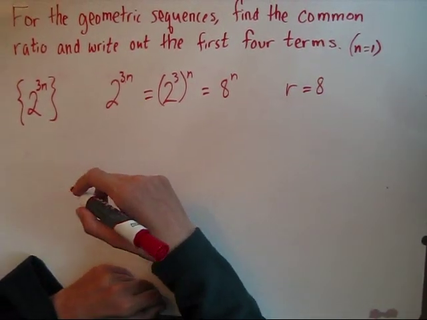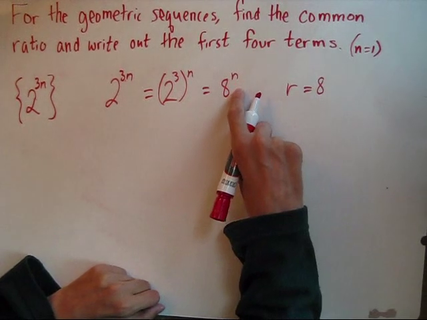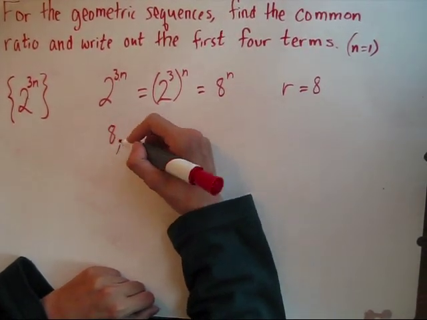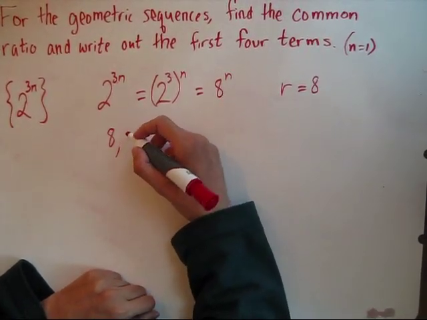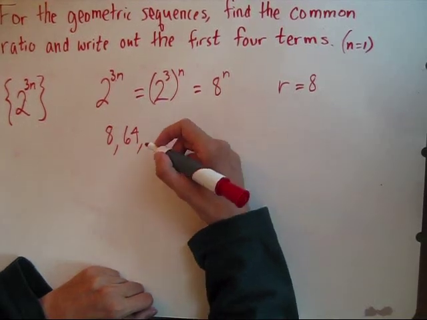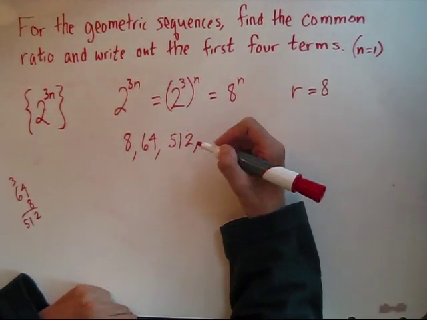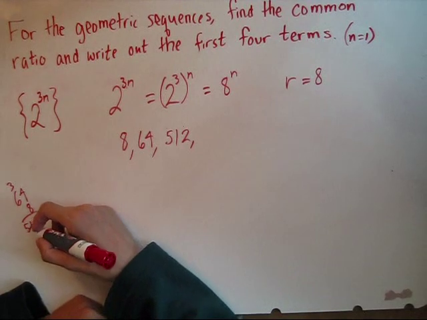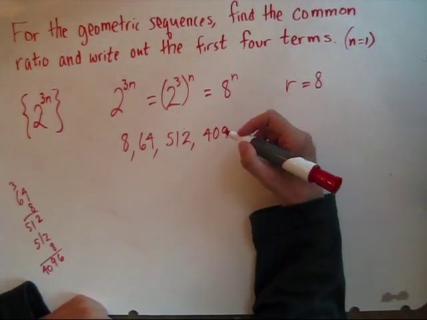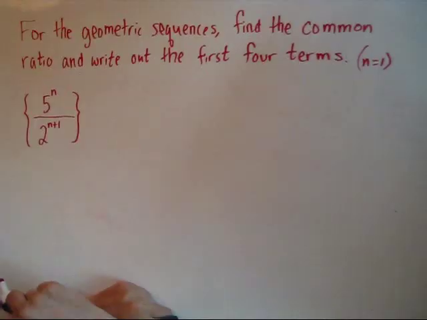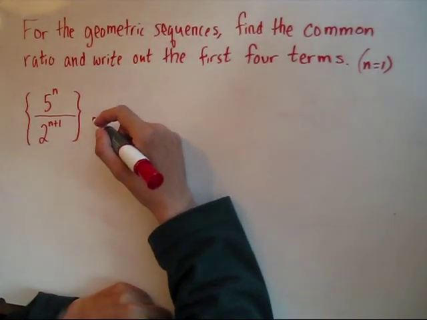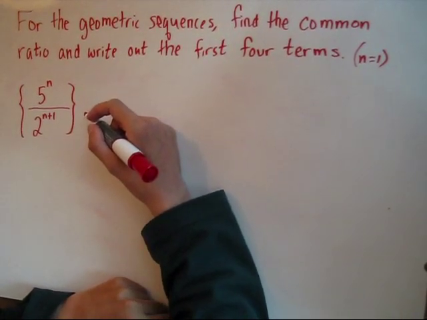Let's write out the first four terms. When n equals 1, we just have 8. Now let's take 8 squared, 8 cubed, you get 512, and then 8 to the 4th is 4096. Let's do the same thing for this one.